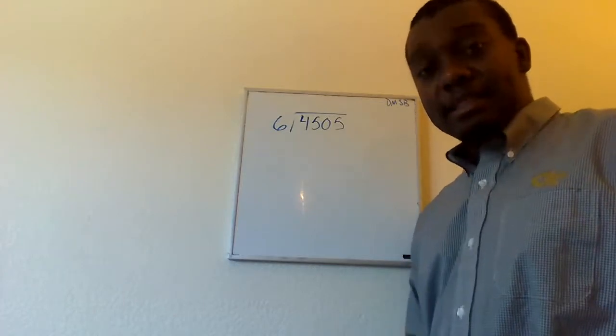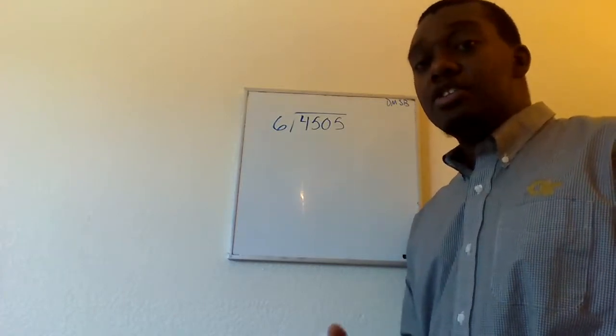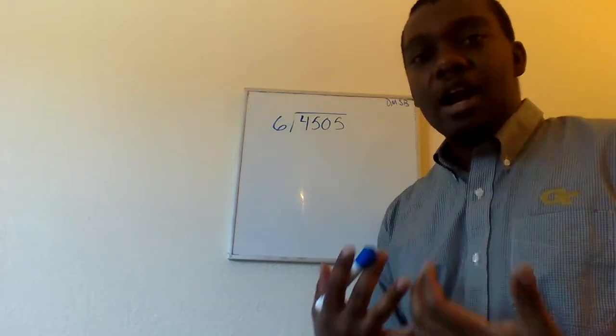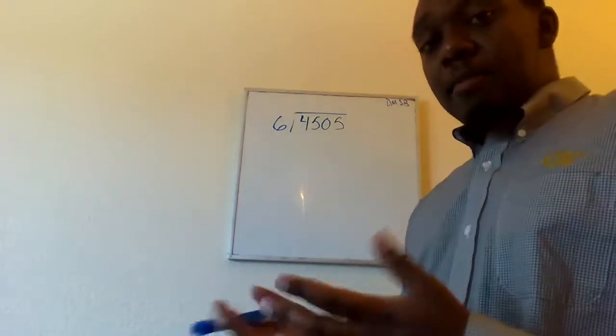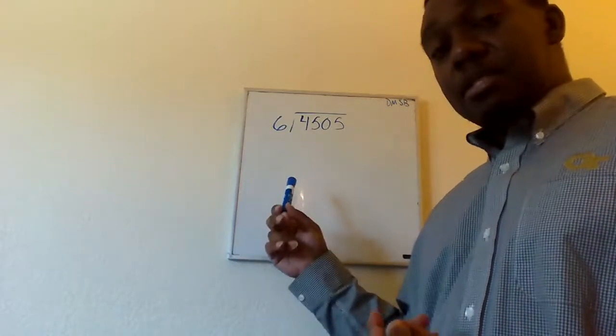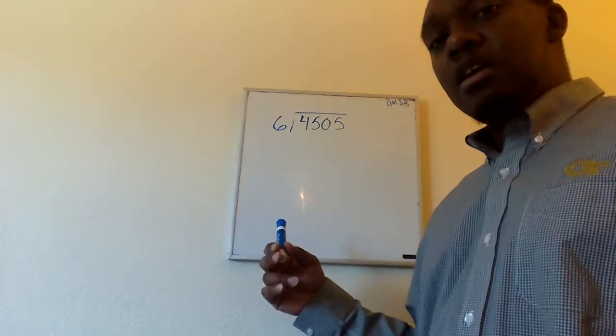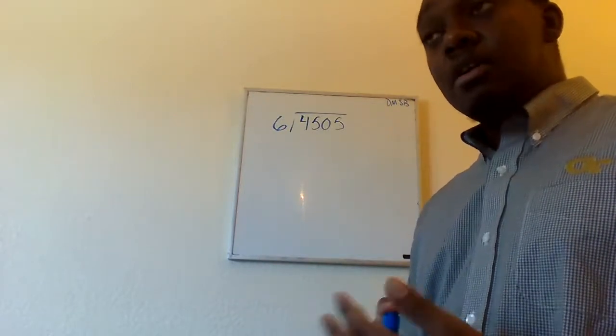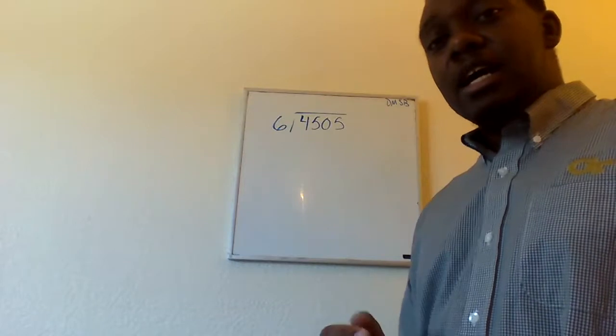4,505 divided by 6. So first thing you want to do is get an estimate of what our answer should be around or in between. We know that 6 times 700 will be 4,200. We know that from our multiplication facts.